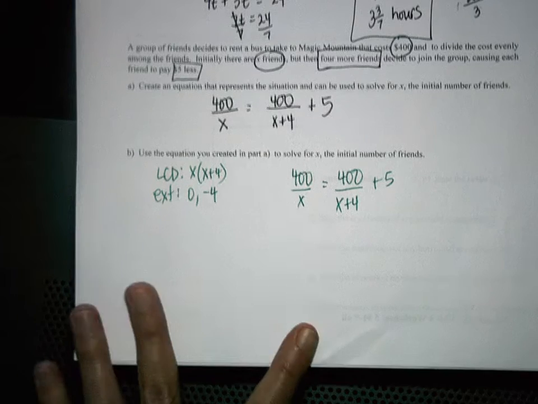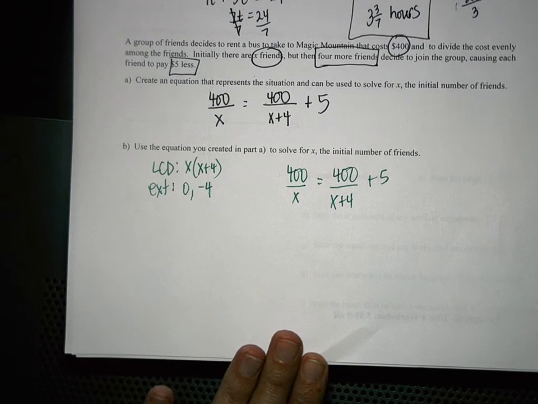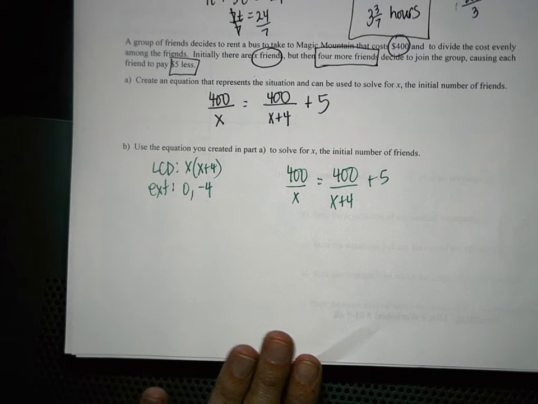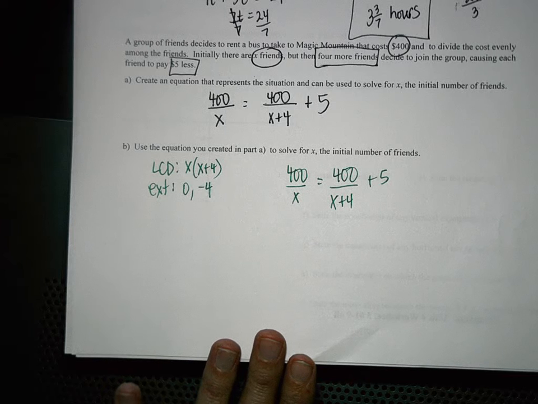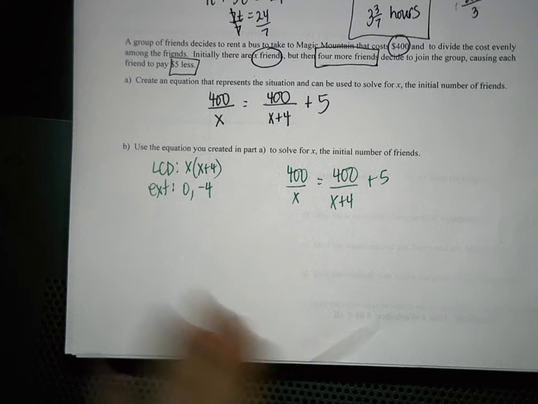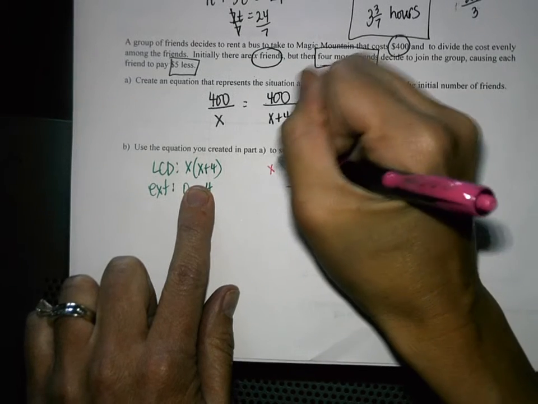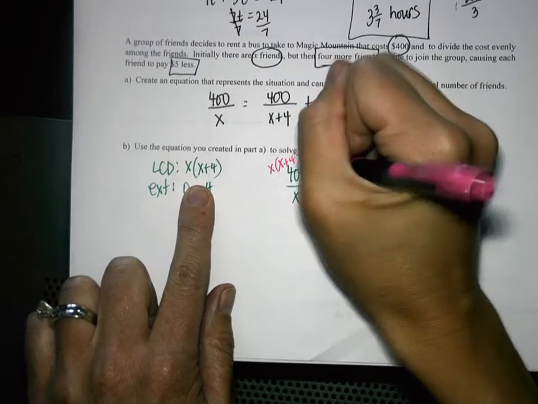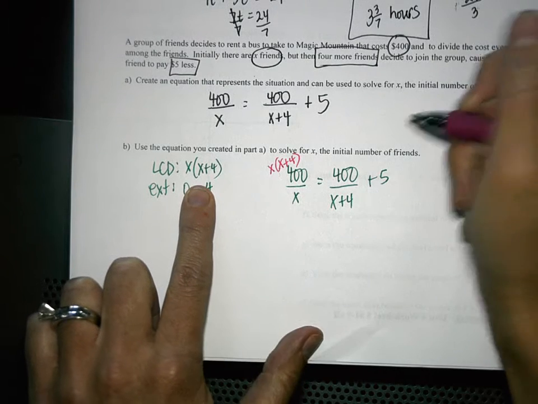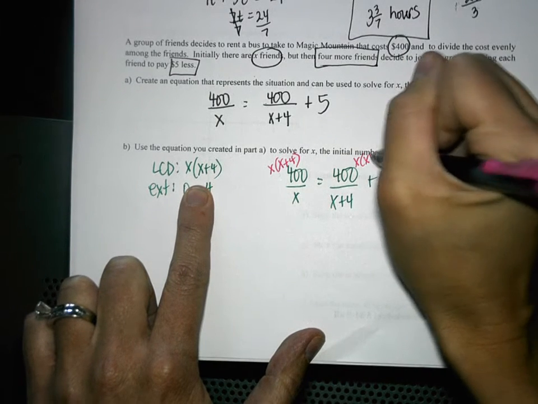So, next step is to do what? Cathal, what will I do now? We want to eliminate the denominators. Good. So we're going to multiply everything by our LCD.